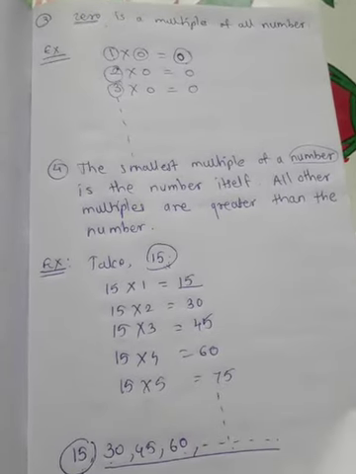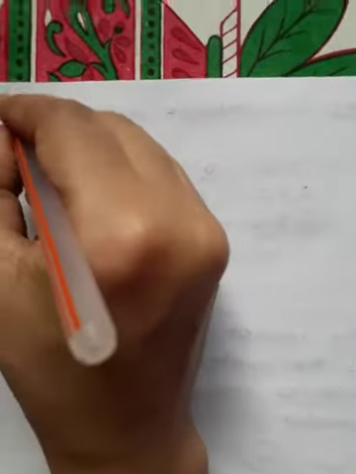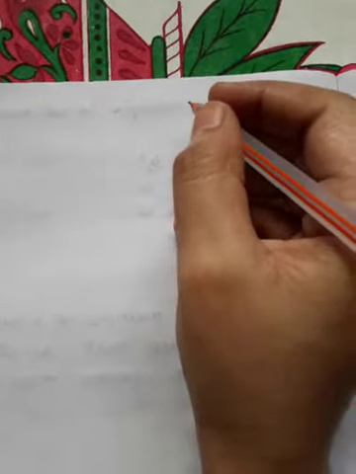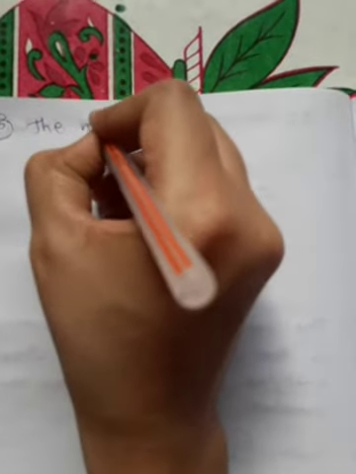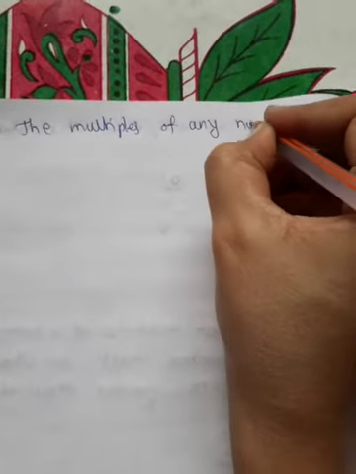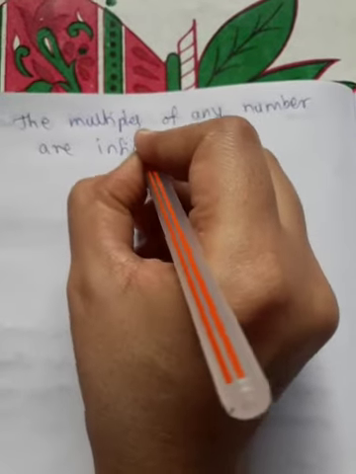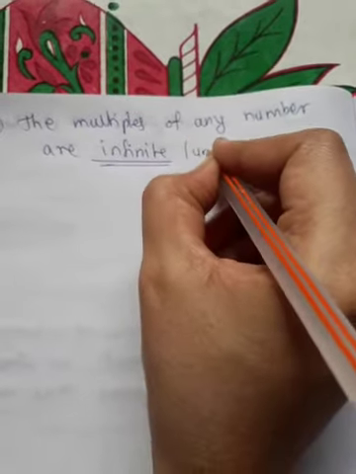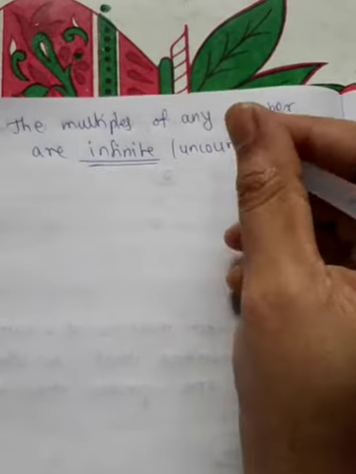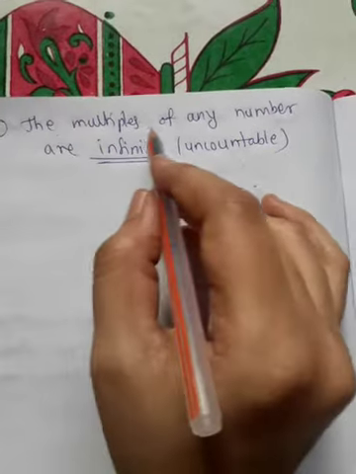Now see the fifth property. And what is the fifth property? The fifth property is that the multiples of any number are infinite. Infinite means what? Infinite means uncountable. We cannot count. So the multiples of any number are infinite.